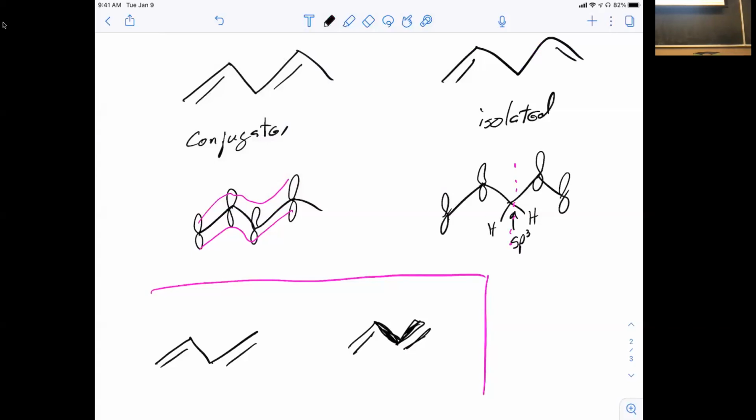So if we think about it, p orbitals here are lined up. Here, no, so all of a sudden that's a higher energy state. What about here? Are they lined up? Yes. What would be the problem between this one and that one? This one is more sterically hindered than that one. But as far as being planar, they're both planar, right?